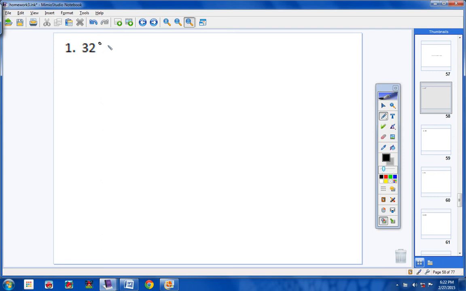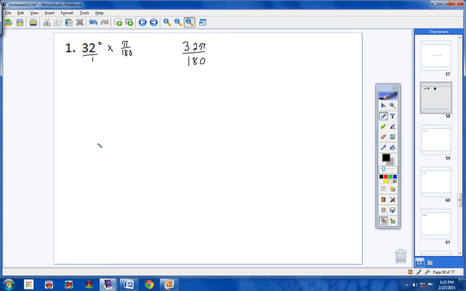Always take your degrees and multiply it by pi over 180, okay? So here we go. 32 times pi is 32 pi. 1 over 1 times 180 is 180. Now, you can use your calculator to reduce fractions, okay? So make sure you know how to do that with your ABC button or your fraction button on your calculator.